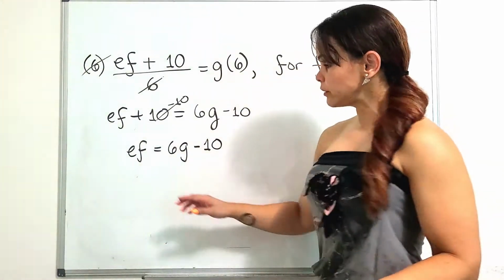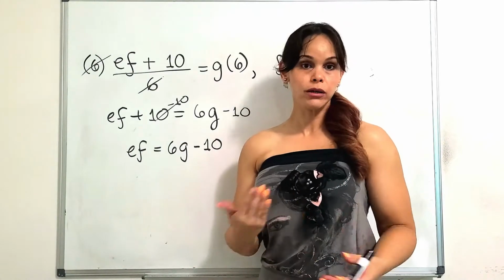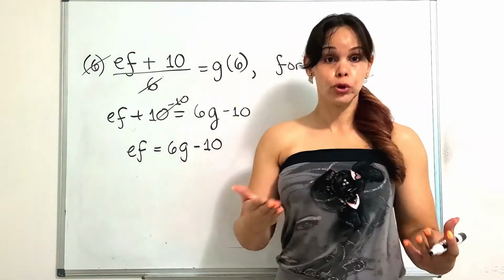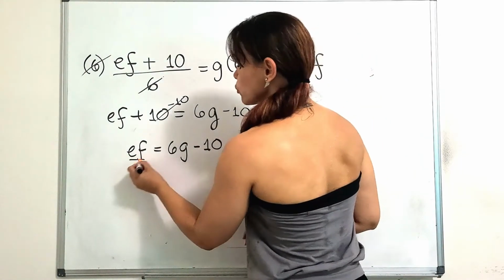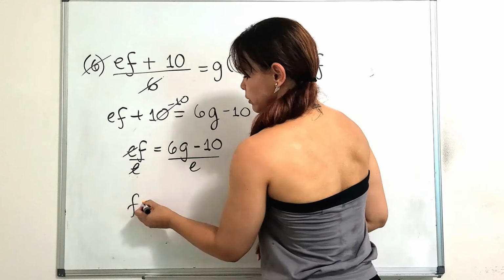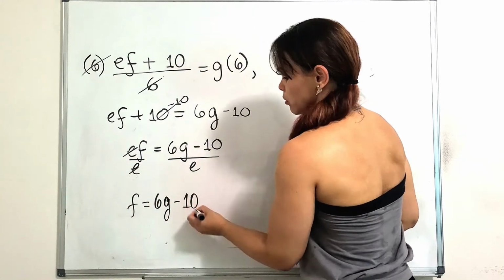And last but not least, we need to get rid of the e. But it is together with f, so we assume that it's multiplying. So what is the opposite of multiplying by e? We're going to divide by e. So we divide by e. This cancels out, it's going to give me 1. And f is going to be equal to 6g minus 10 over e.